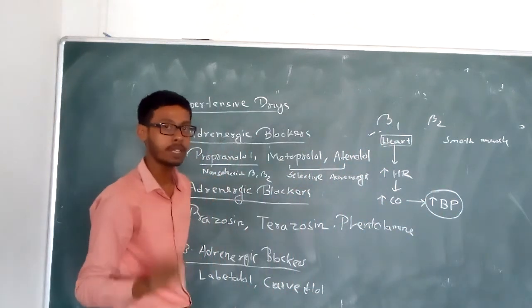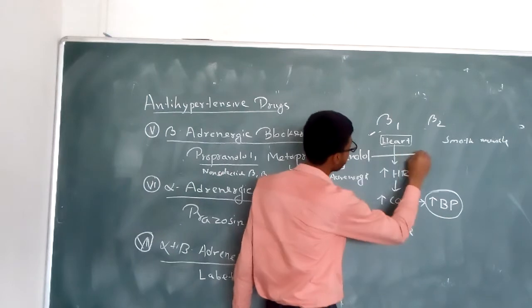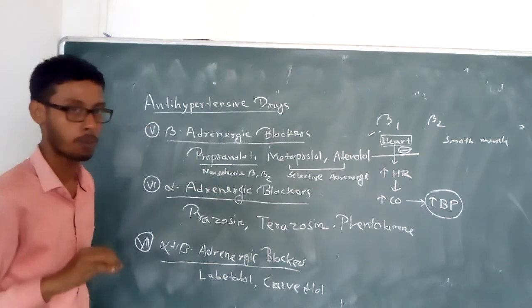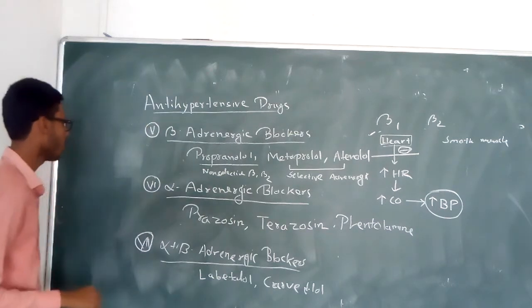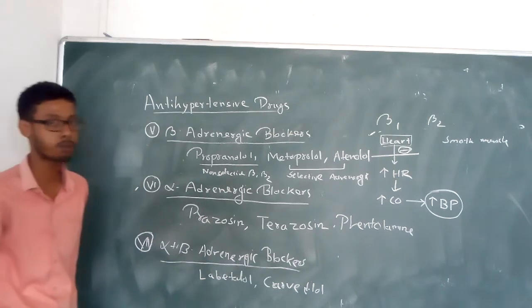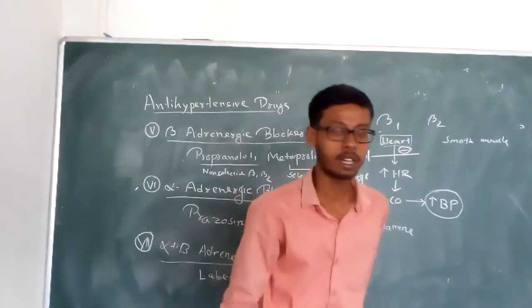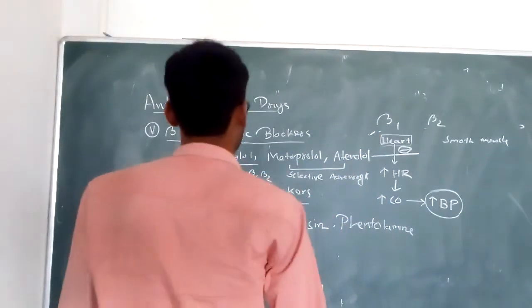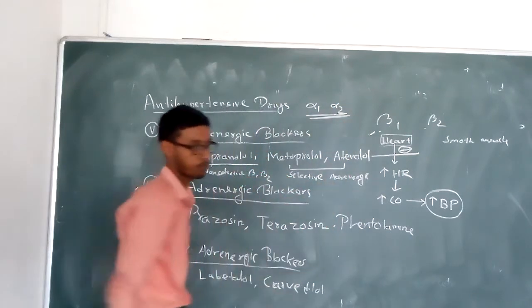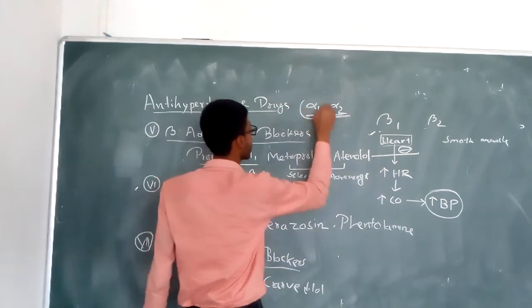So by applying an antagonist of the beta 1 receptor, or by blocking this portion, we can control the increasing blood pressure situation. Now going to another category, the alpha adrenergic blockers. We know there are two types of alpha receptor: one is alpha 1 and another one is alpha 2, and both are responsible for the contraction of the blood vessels, or vasoconstriction.